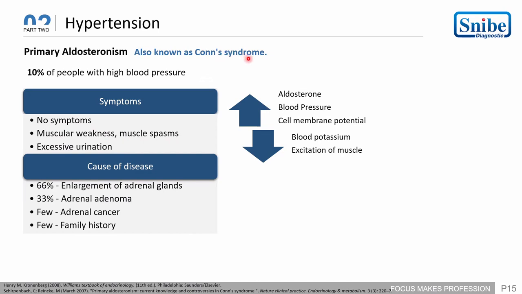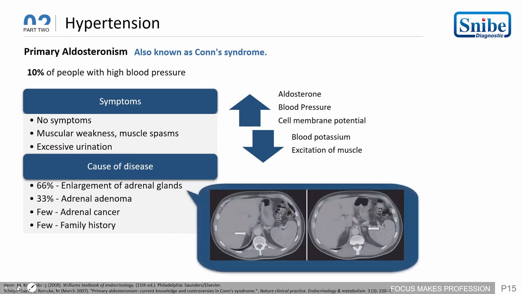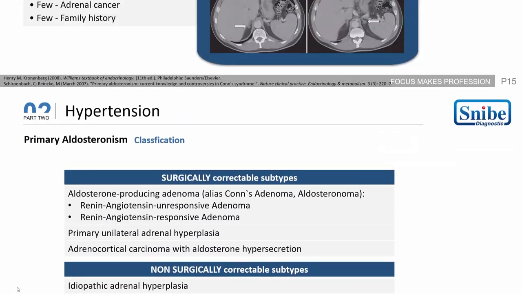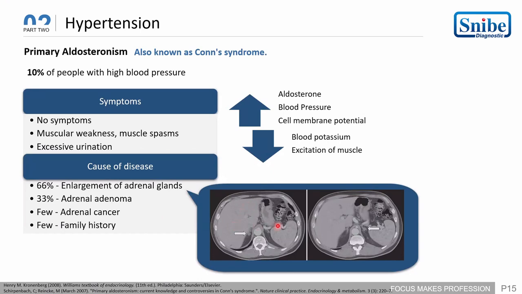In Conn's syndrome, what are the markers which help diagnose primary aldosteronism? These are aldosterone levels and blood pressure, which may increase, while blood potassium and excitation of the muscles decrease due to the cell membrane potential. So these are the markers which help diagnose primary aldosteronism with the clinical symptoms. With the help of imaging, they can identify primary aldosteronism. Radiological imaging helps identify adrenal gland enlargement.